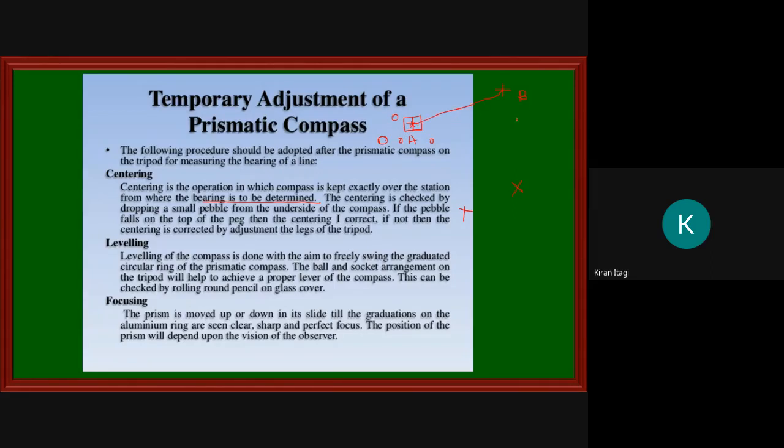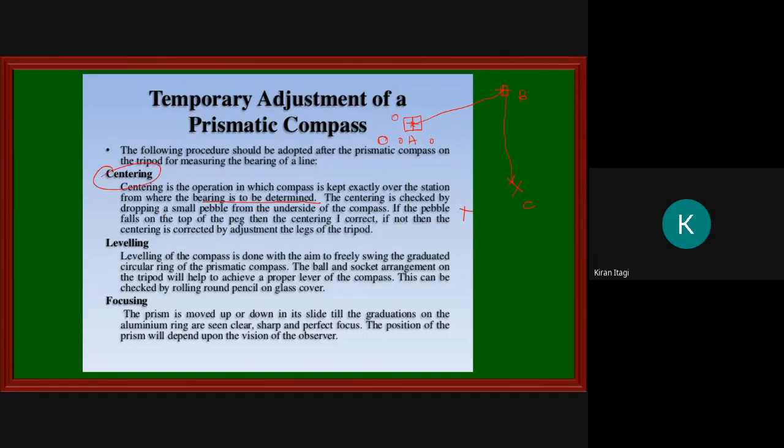Then if I want to take the bearing between B and C, I will keep my compass at this point, and only then will I take the reading. This procedure of placing the instrument over that station is called centering.